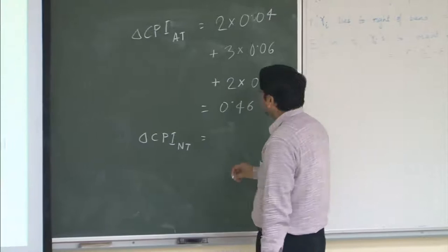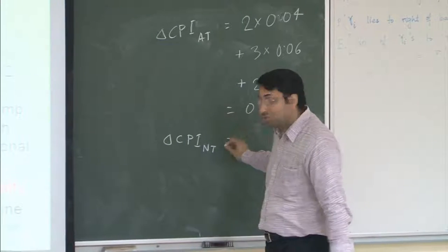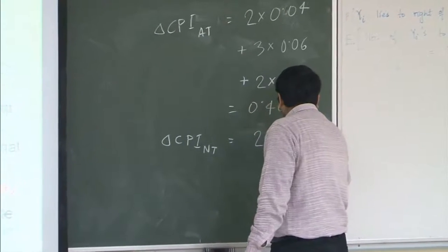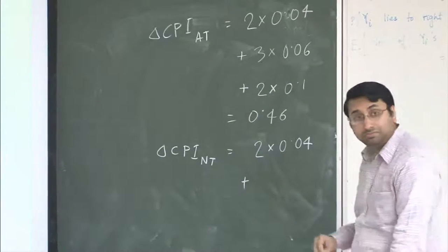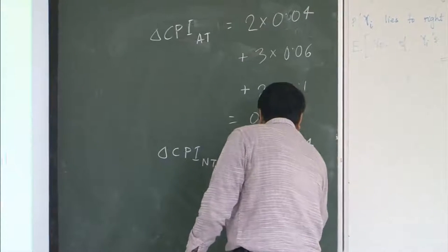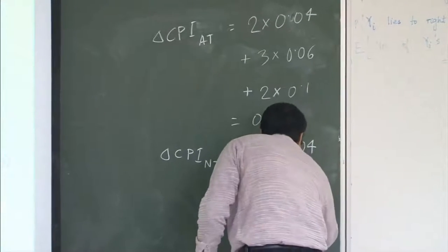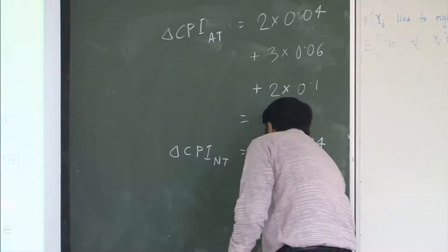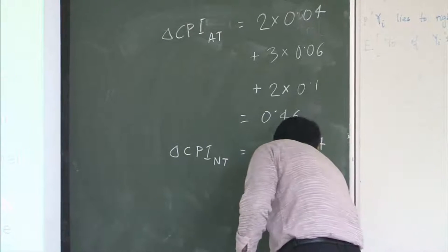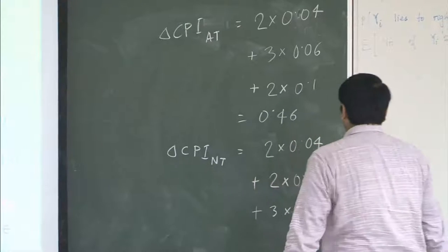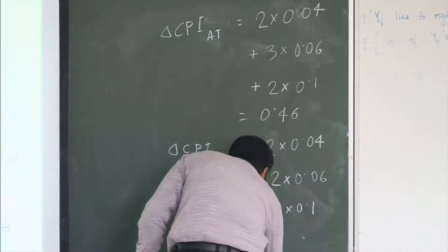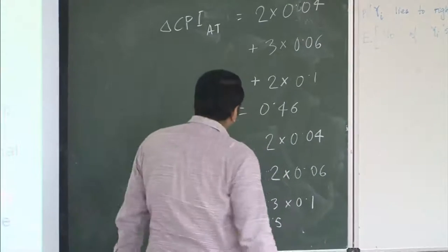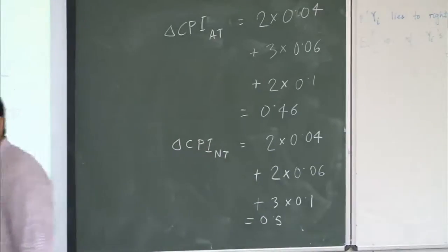So what about unconditional jumps? 2. What about not taking branches? 2. What about taking branches? 3. How much does it come to? 0.5, huh? Okay. So it depends on your program. Which one is going to be better?